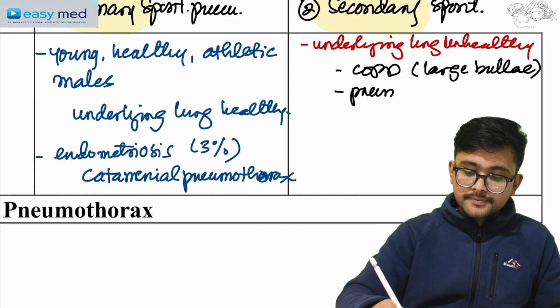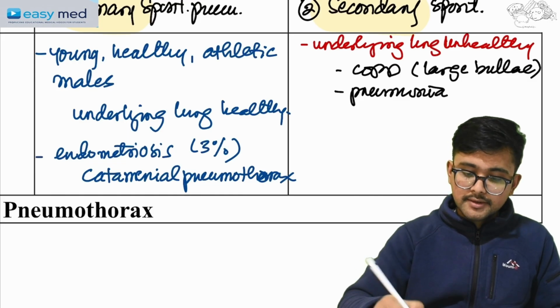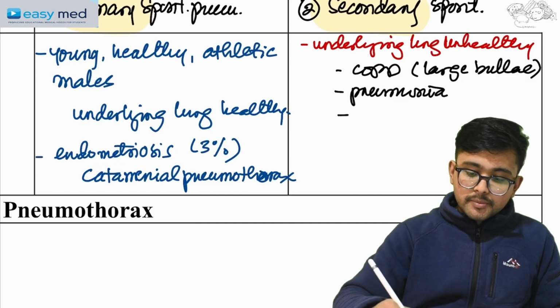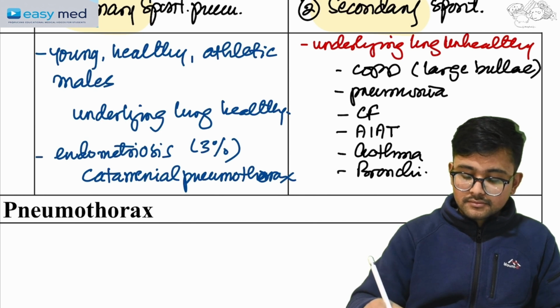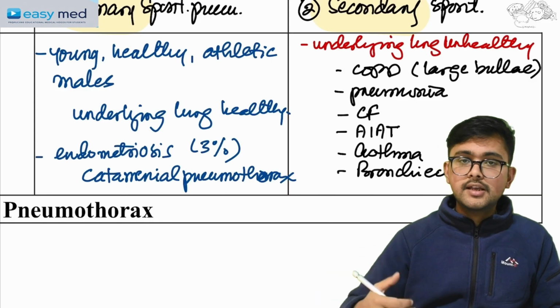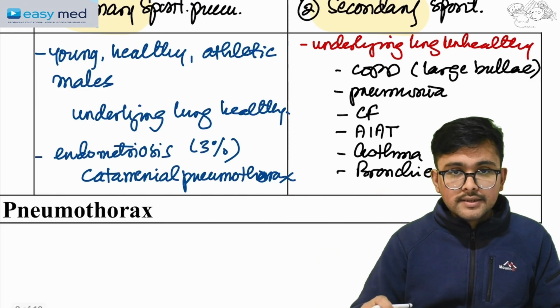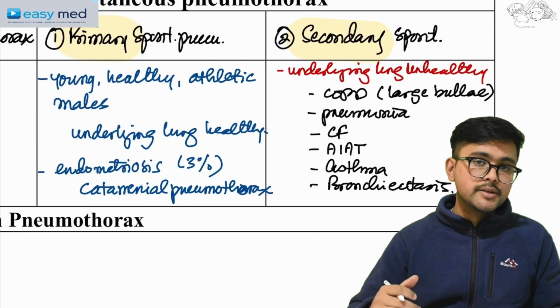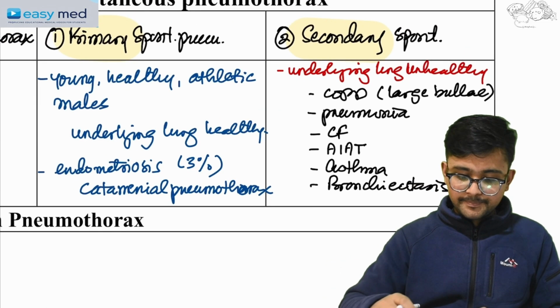Sometimes pneumonia, usually the cavitary pneumonia or cystic pneumonia, can cause pneumothorax. Other examples could be cystic fibrosis, alpha-1 antitrypsin deficiency, asthma, bronchiectasis, you name it. So in any diseased lung, if the person develops a pneumothorax, it's known as secondary spontaneous pneumothorax. Why this classification? It's because the treatment of primary spontaneous and secondary spontaneous might be quite different. We'll be discussing that in another video.